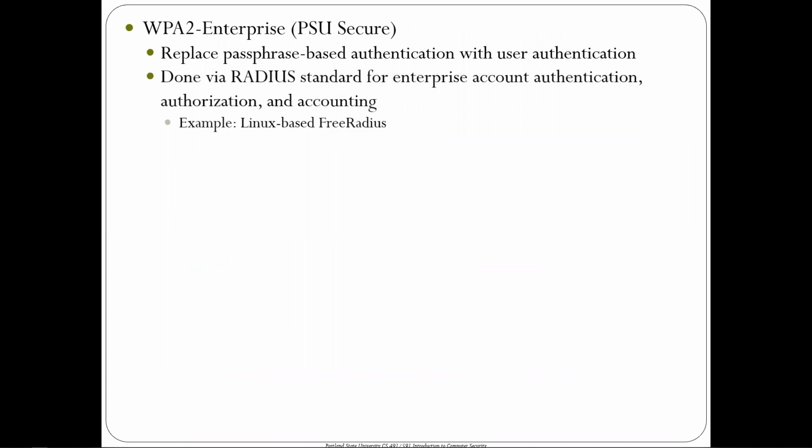And the way this works is via this RADIUS standard for enterprise account authentication. So there is a RADIUS server. And when we connect up to this access point, that access point is going to force you to authenticate through a RADIUS server before establishing your secret keys to communicate over the network.